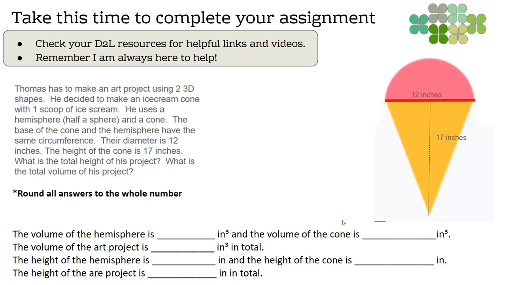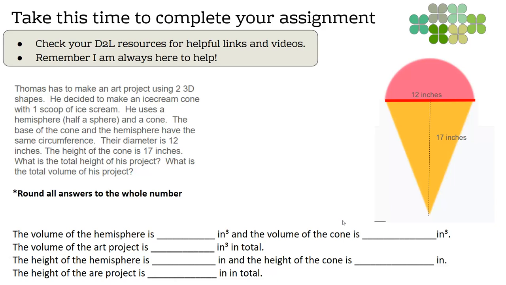That is very similar to your writing assignment. This is your writing assignment. Thomas has to make an art project using two 3D shapes. He decided to make an ice cream cone with 1 scoop of ice cream. He uses a hemisphere, half of a sphere, and a cone.